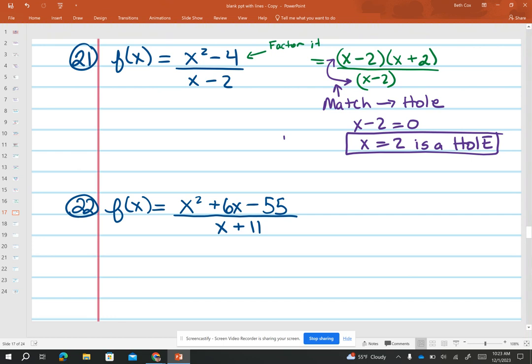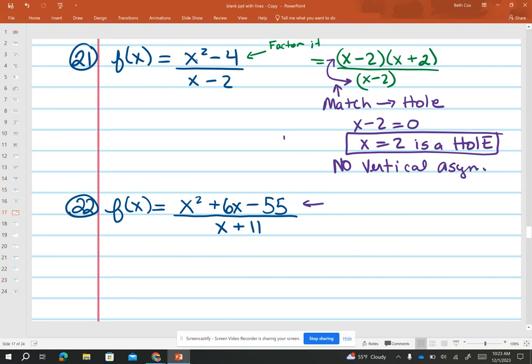Now, no vertical asymptote. Why? Because there's nothing more in the denominator. Vertical asymptotes come from the denominator. So once we did the x minus 2 and determined it was a hole, there was nothing else left. So there's no vertical asymptote at all.